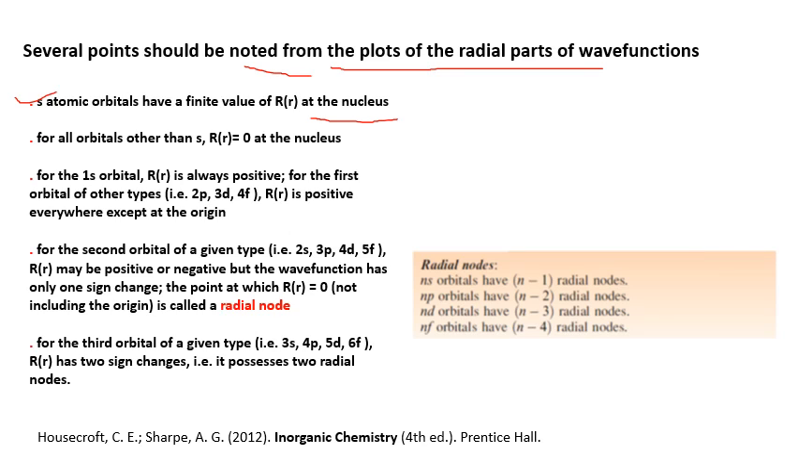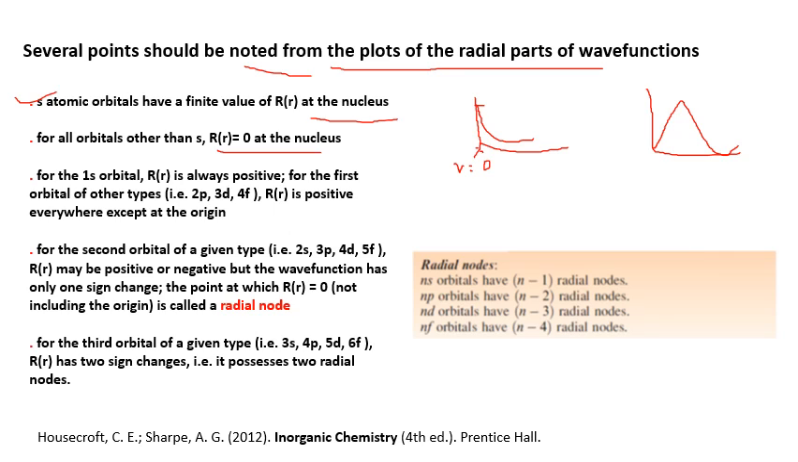For all the other orbitals except the s orbital, at r is equal to 0, at the nucleus, capital R, that is the radial part of the wave function, will be 0 at the nucleus. From the plot you will see that the s orbital at the nucleus has some finite value and it exponentially decays. For other than s orbitals, like 2p and 3d, it always vanishes at r is equal to 0. So this point is basically r is equal to 0.